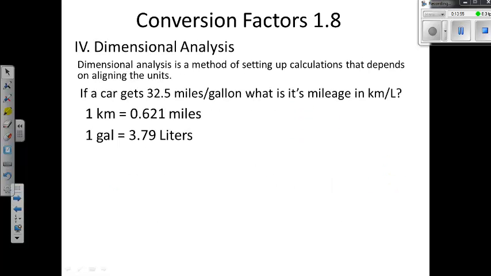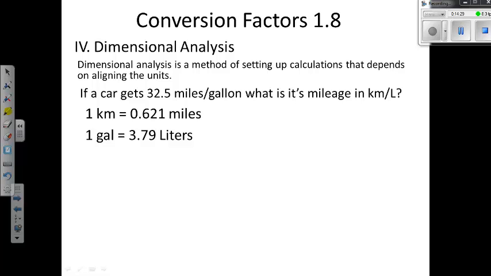So we'll do some examples here of dimensional analysis. A few examples. A method of setting up calculation that depends on aligning the units. I kind of described that already. Here's a little more involved problem using dimensional analysis. A car gets 32.5 miles per gallon. What is the mileage in kilometers per liter? And I have my conversion factors here. 1 kilometer is 0.621 miles. A gallon is 3.79 liters.